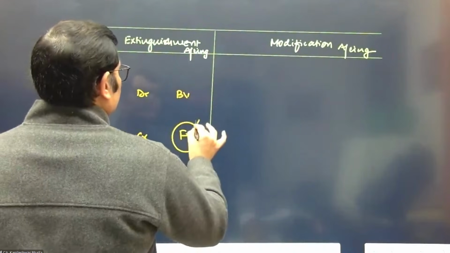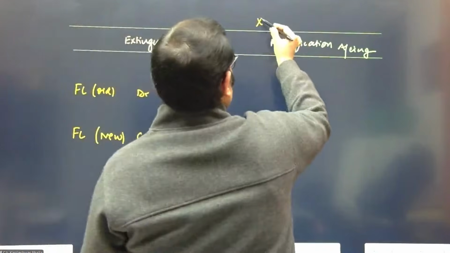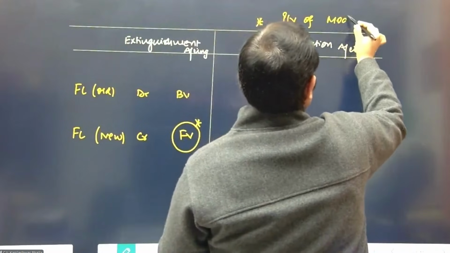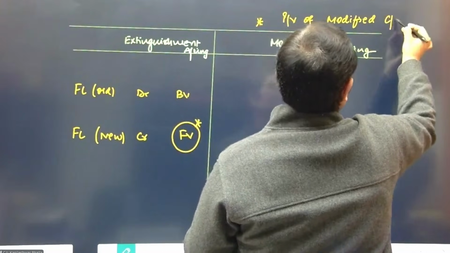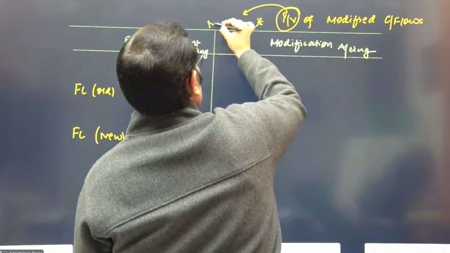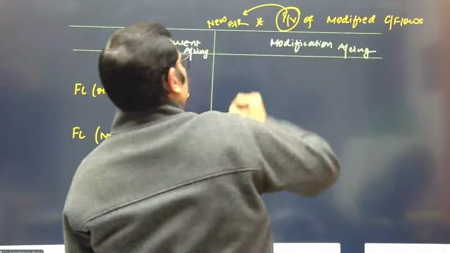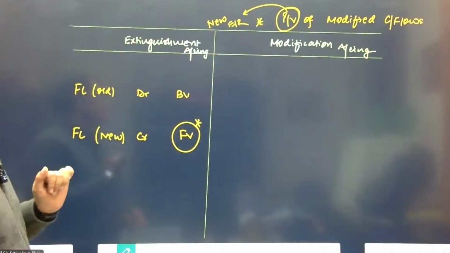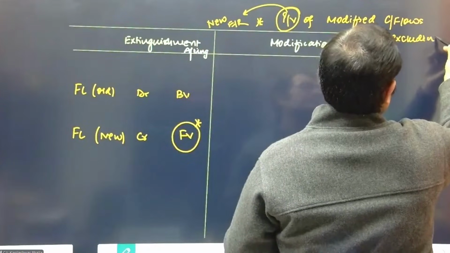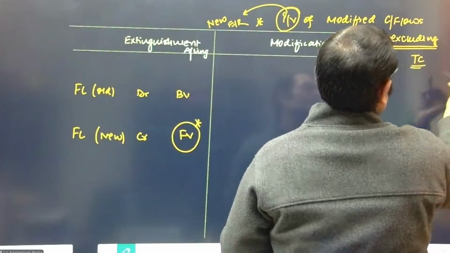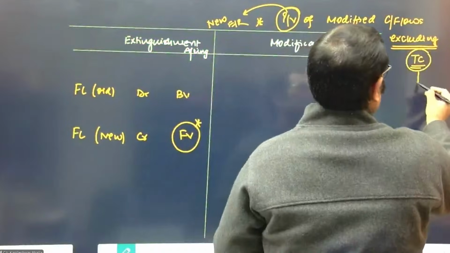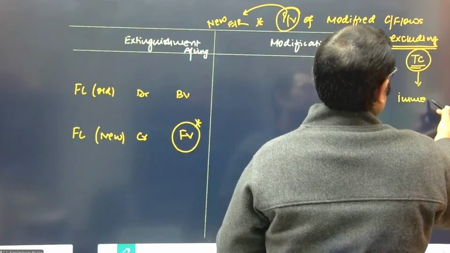So we can say this fair value is the present value of the modified cash flows. And when you consider the present value, you will consider the new EIR. So there is one focus point: you consider the present value of modified cash flows, and this is excluding the TC. This is excluding the transaction cost. So the transaction cost is going to be immediately expensed in the P&L.